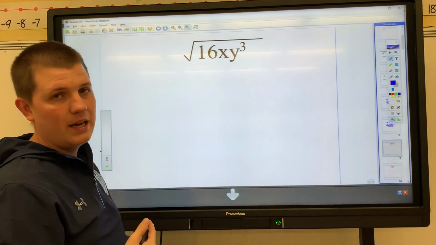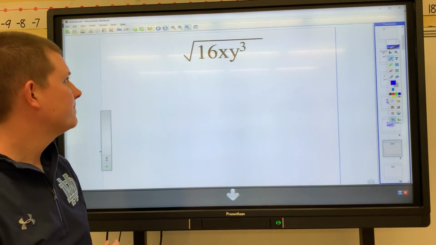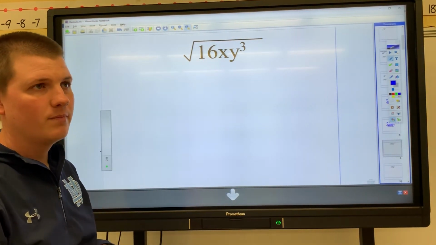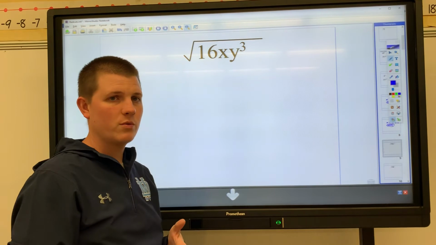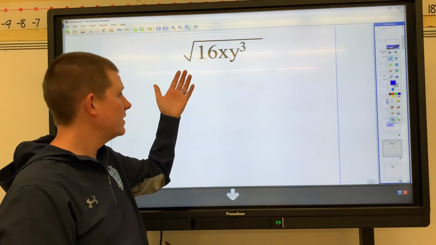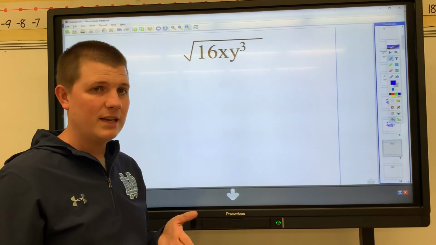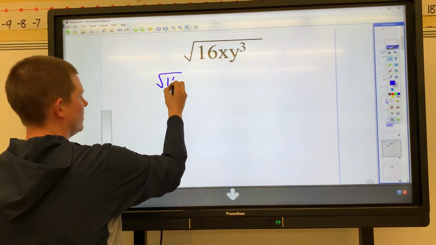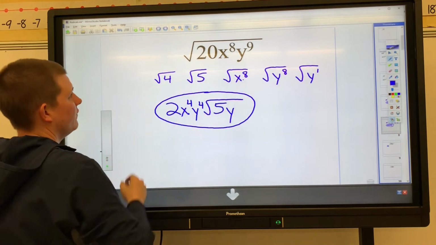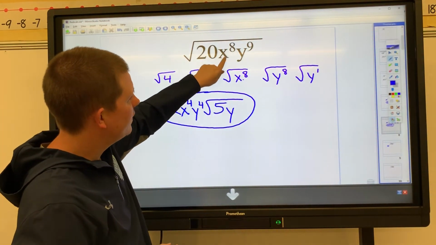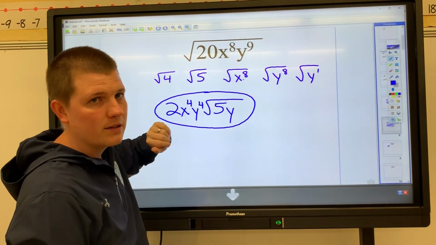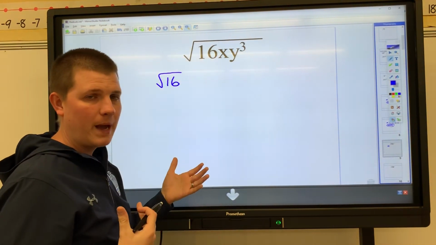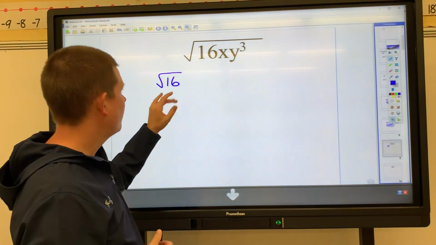Last example. Square root of 16x y to the 3rd. Well, first let's look at 16. What can I break 16 up into? Well, 4 and 4. 4 is a perfect square. 8 and 2. The thing is, 16 is a perfect square. If it's a perfect square, don't break it up. Just leave it as square root 16. It's just like if you have an exponent that's even, you don't need to break it up. You just leave it like it is. Same thing here. 16 is a perfect square. I don't need to break it up. I don't need to split it up. Just leave it and write it down.